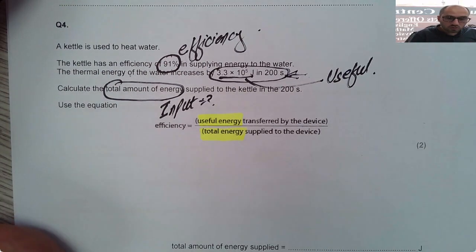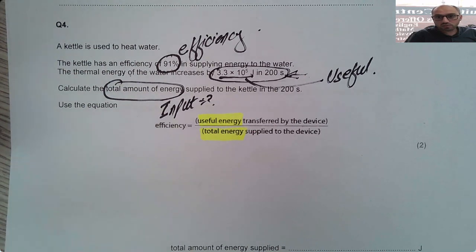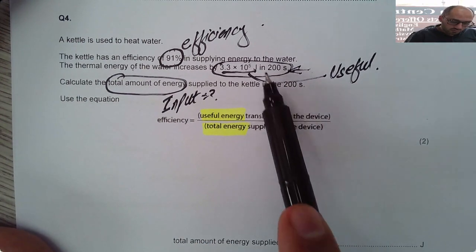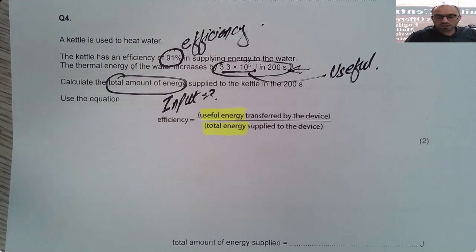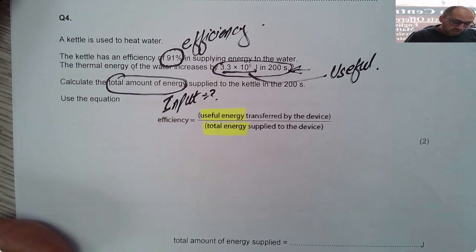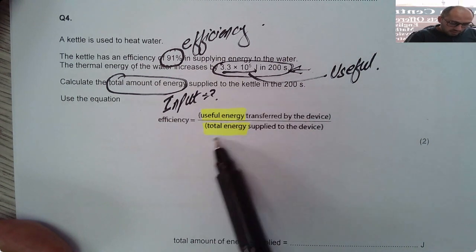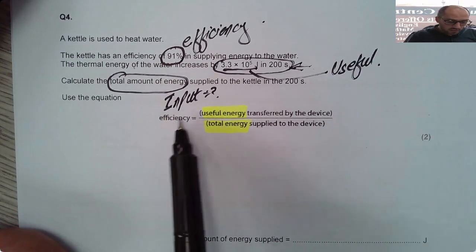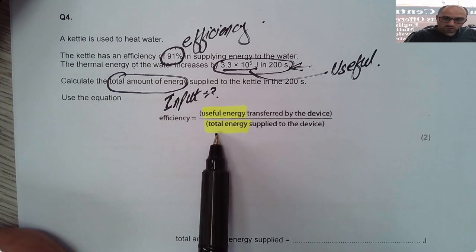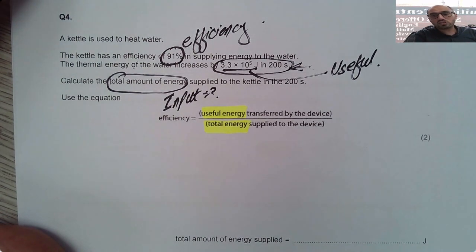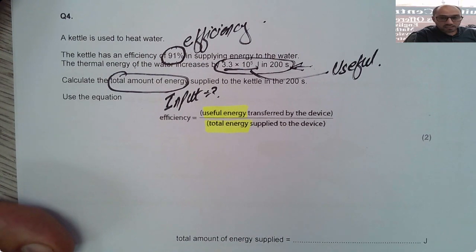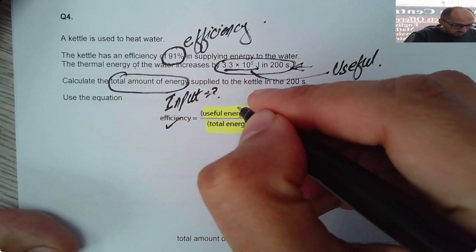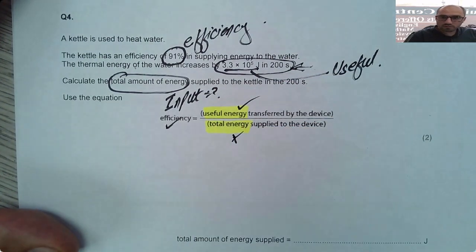Now it says calculate the total amount of energy supplied to the kettle in 200 seconds. So we do not know the value of input. They've given you the value of time, but that is not useful in this question. Why? Because we are only interested in energy in this case. Now they've given you the equation here. Like I said before, there are three variables: efficiency, useful, and total. They'll give you any two and ask you to find the missing one. In this case, we know the value of efficiency, we know the value of useful energy, and we don't know the value of total energy.